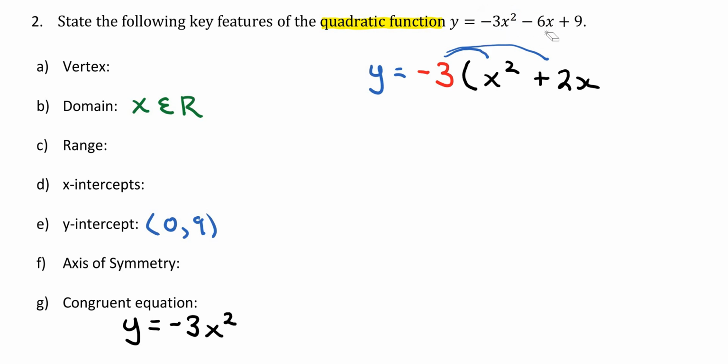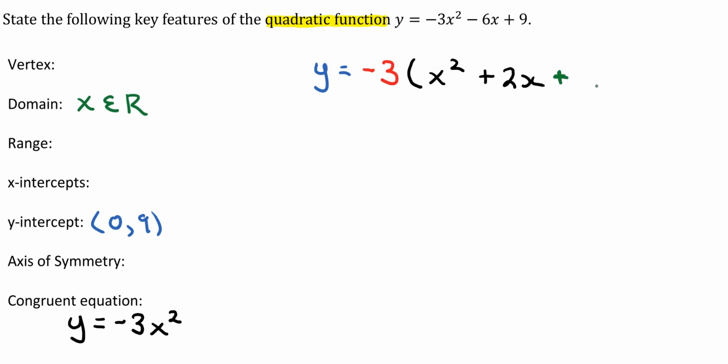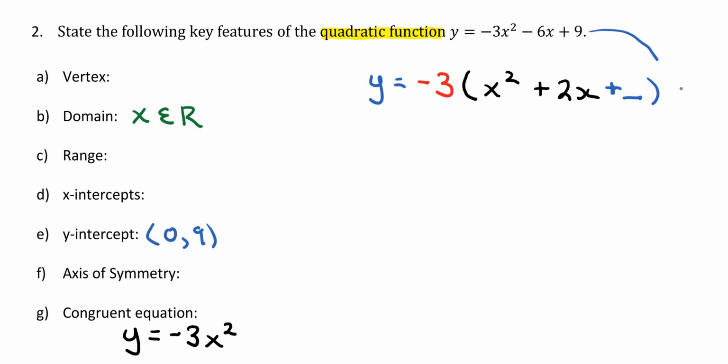Once we factor out the leading coefficient from the first 2 terms, the next sign is always a positive sign. Then I'll leave a little space here, close the bracket, and then this plus 9 tags along. From there, we just take the middle number, which is positive 2, divide it by 2, and then square it. 2 divided by 2 is 1, and 1 squared is equal to 1. So there's a 1 here.